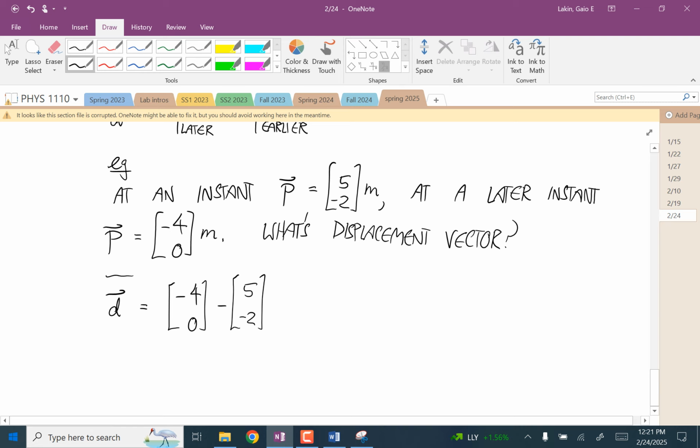And using the rules of vector addition and vector multiplication, you can think of this as multiplying that second one by -1 and then adding them. And anyways, what you get is -9 for the x component and +2 for the y component. Okay? And you can see that displacement also has to have the same units that position does. So in SI units, it would be meters.